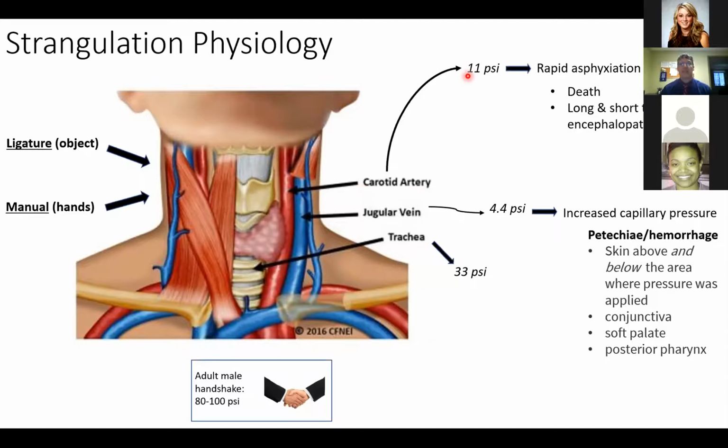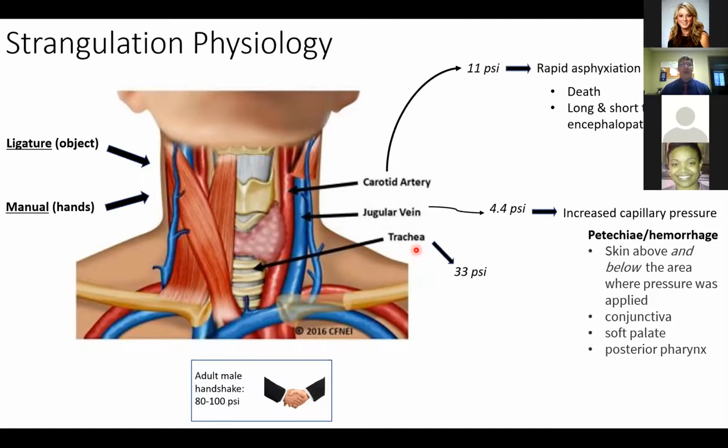And it only takes about 11 PSI of pressure to occlude the carotid artery, causing asphyxiation. The second structure that gets occluded during strangulation is the jugular vein. Now, the jugular vein, if the perpetrator is strangulating between 4.4 pounds per square inch and 11 pounds per square inch, so they're not choking the victim out where the patient passes out, but rather they have their hands around the patient's neck for a prolonged period of time.